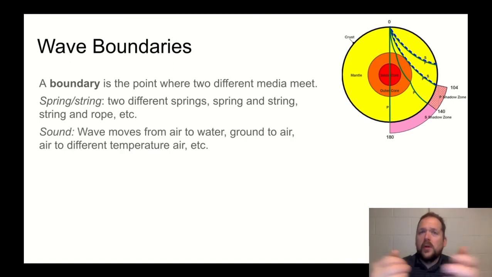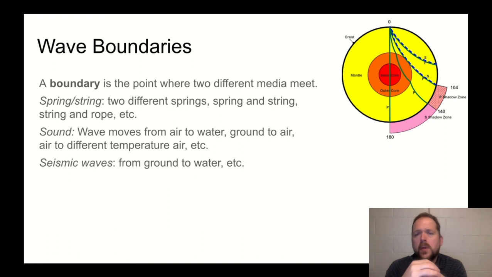But sound is another place where we worry about boundaries. So sound changes its properties when it goes from, for example, air into water, or ground into air, or actually air into a body of different temperature air, because the speed of sound is dependent on the temperature of the air that it's traveling through. Geologists worry about this too when they study seismic waves. So, you have an earthquake and you produce waves, and these waves race off through the earth. But along the way, they transition into different layers of the earth, or from ground into water, water into ground, etc.